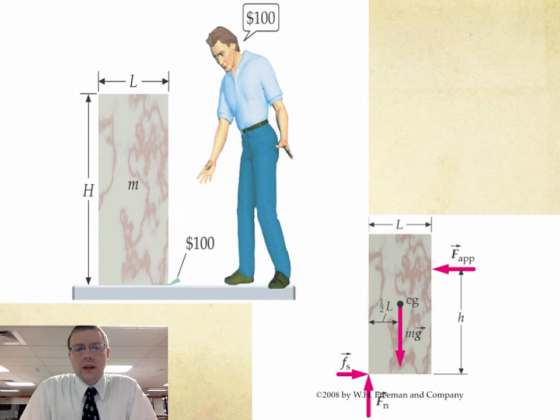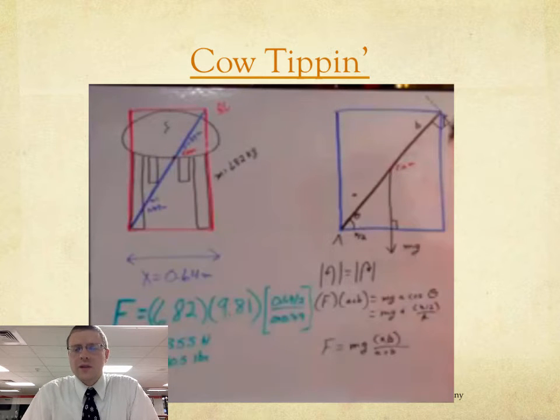Hey everyone, we're looking at a new scenario today in static equilibrium. The problem you're seeing here, with the person seeing the $100 bill and trying to push over that big marble slab without tipping it, reminds me a lot of what we did in class. It kind of looks like cow tipping.